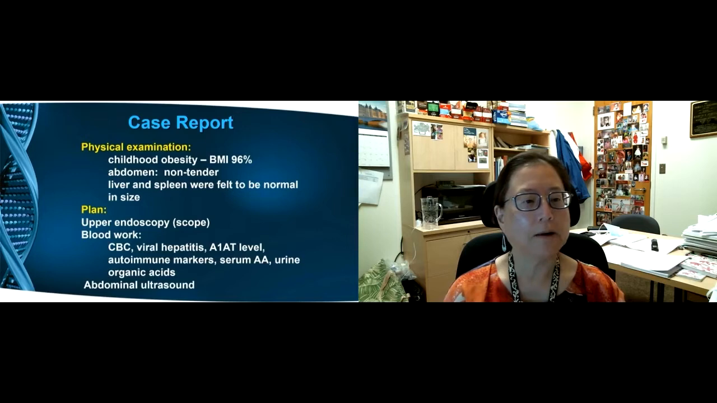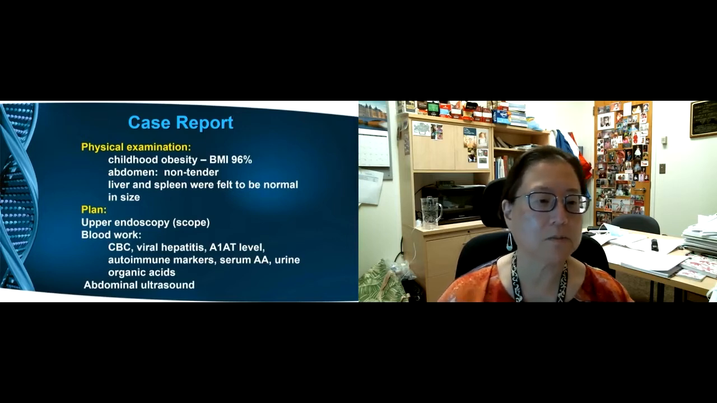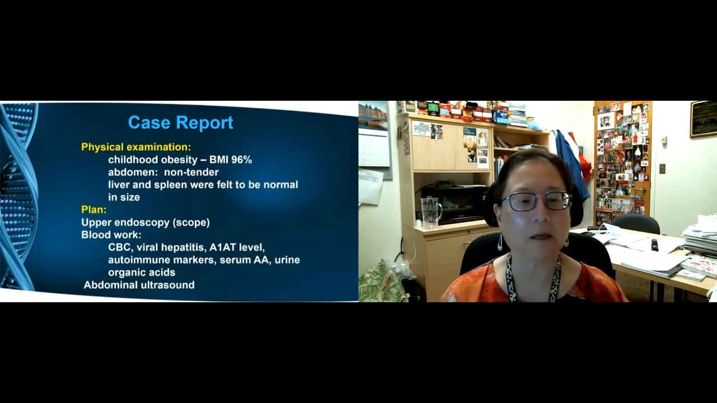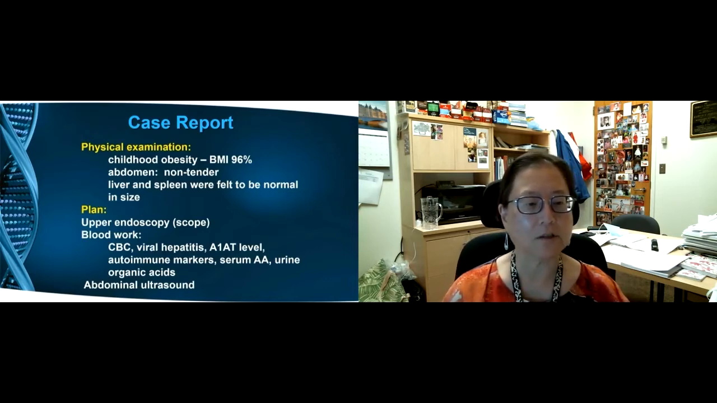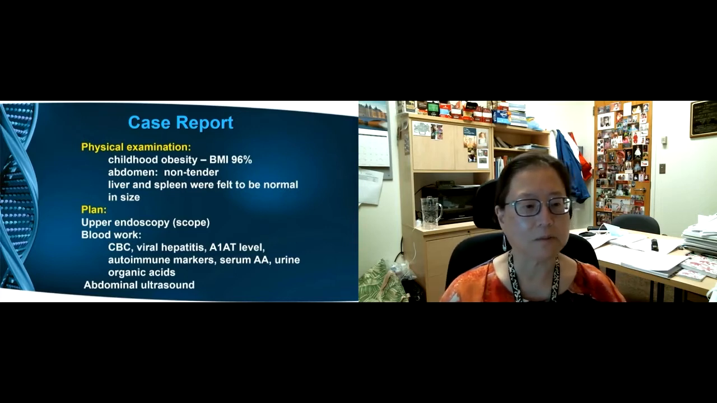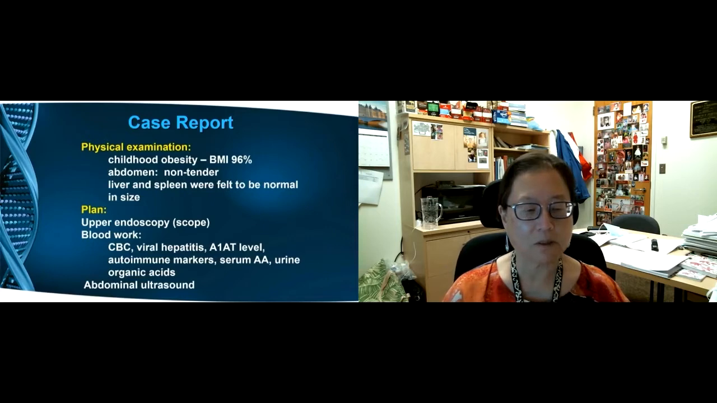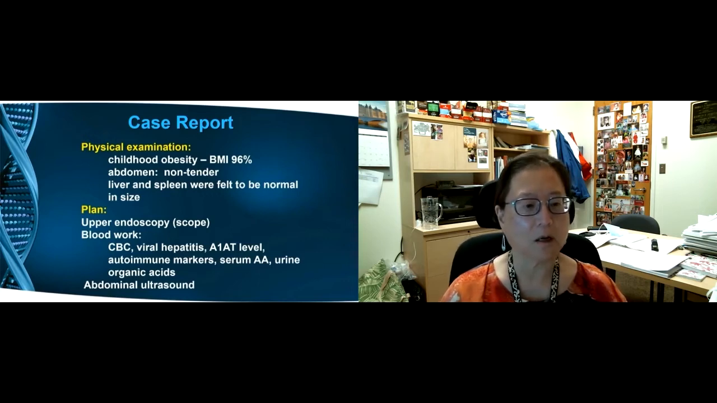So on examination at that time, she was noted to meet the definition of childhood obesity, as her BMI was greater than the 96th percentile for age. Her abdomen was non-tender, and the person who examined her noted that the liver and spleen were felt to be normal in size. So the plan was to do an upper endoscopy because of the abdominal pain, some blood work, as shown here, and an abdominal ultrasound.